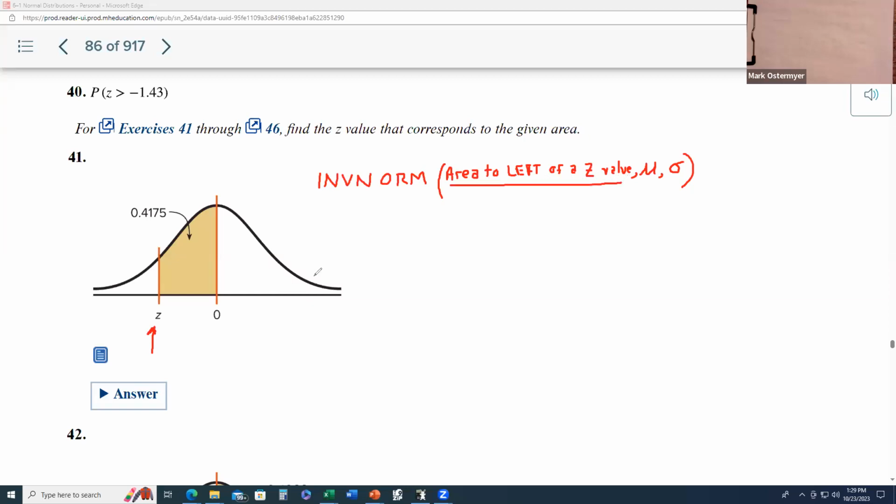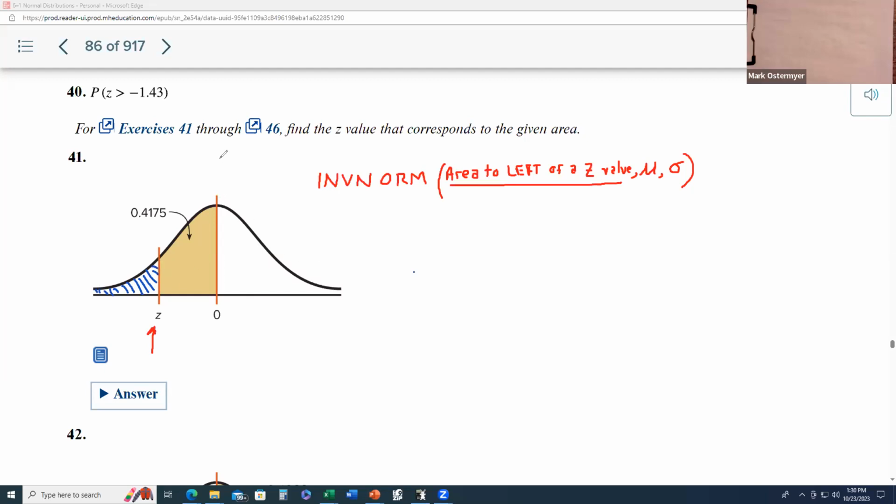Left of a z-value. Okay, well, if that's the case, then think about it. What would be this area here to the left of my z-value? Think about the empirical rule and the fact that the entire area underneath this entire curve must be 1, correct?